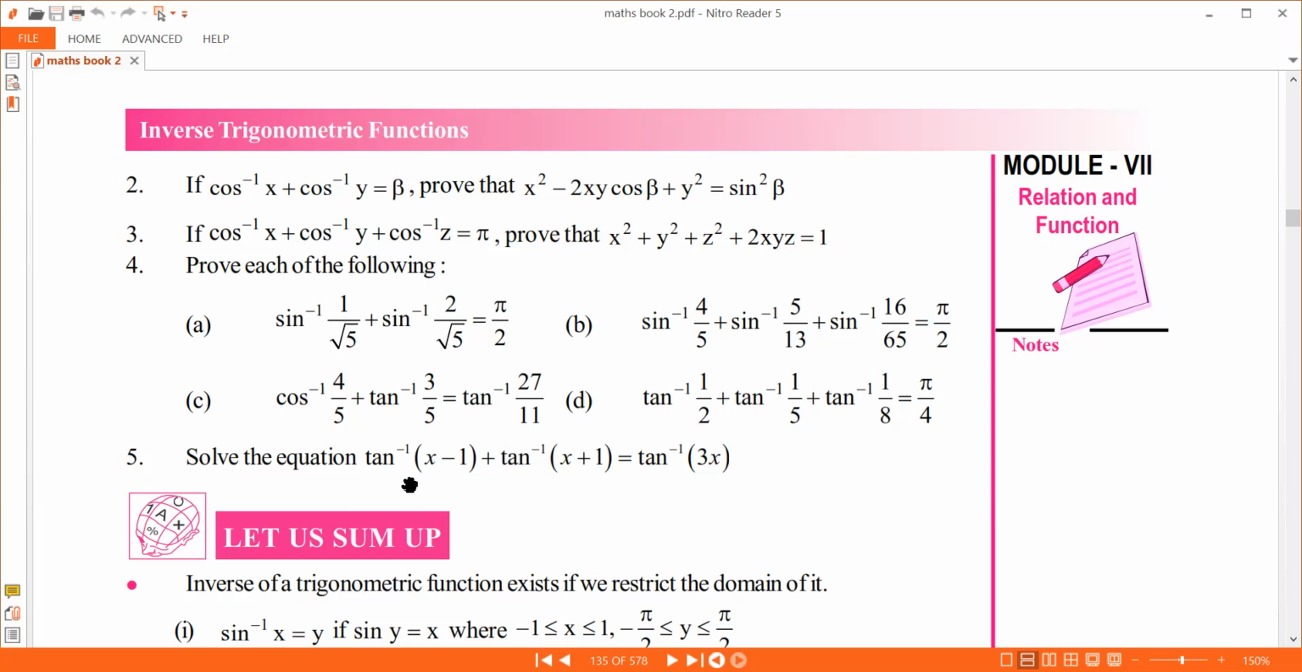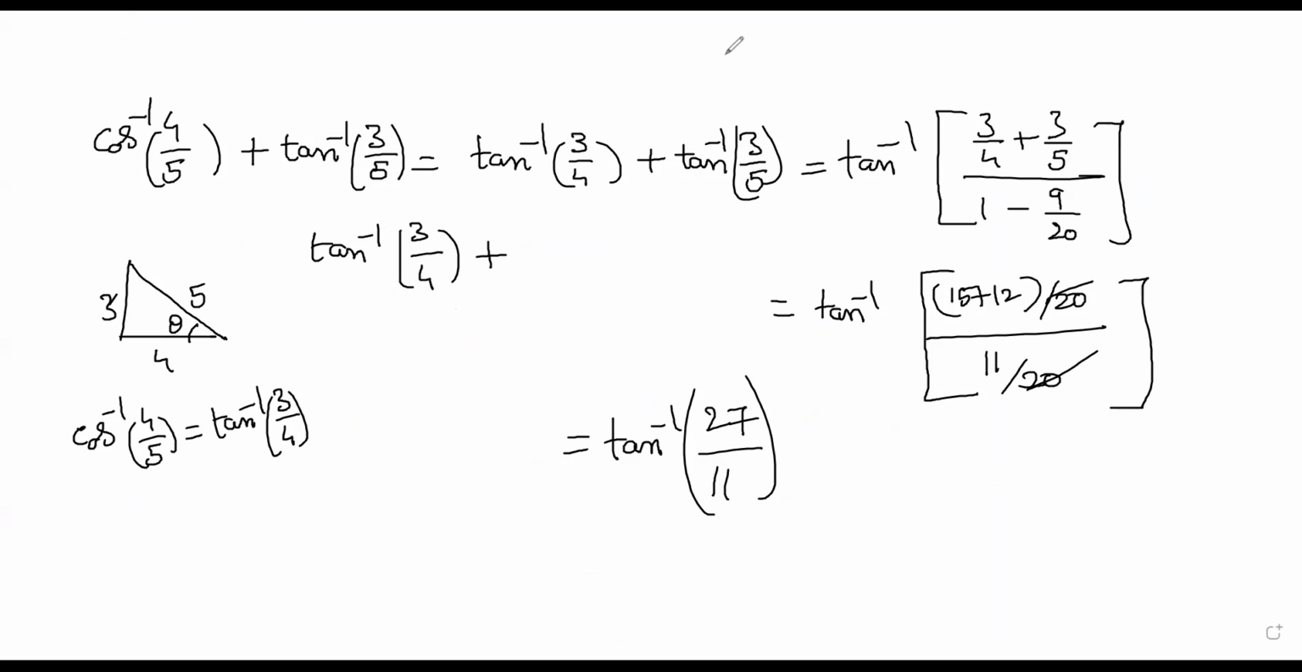So solve the equation: tan inverse of x minus 1 plus tan inverse of x plus 1 is tan inverse of 3x. So with this we can finish the chapter. So you have tan inverse of x plus 1 plus tan inverse of x minus 1 is equal to tan inverse 3x.